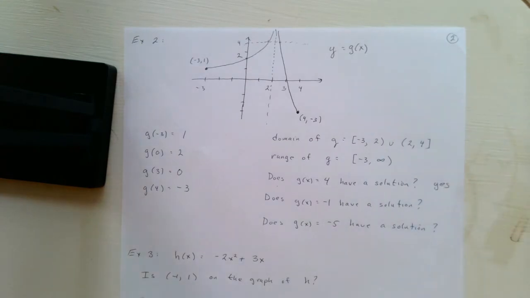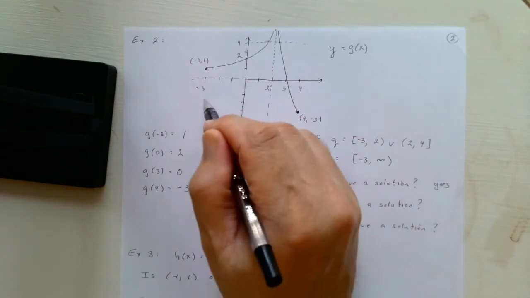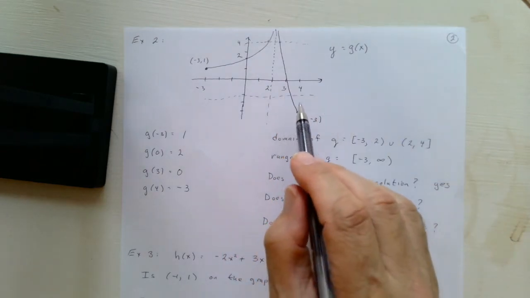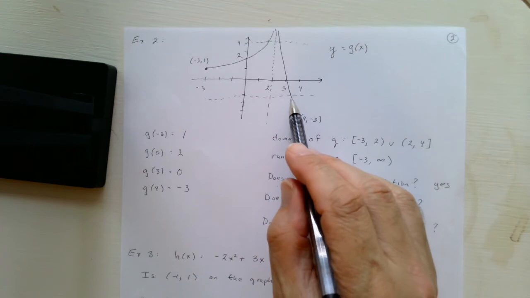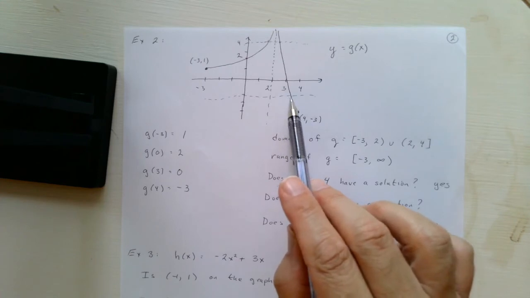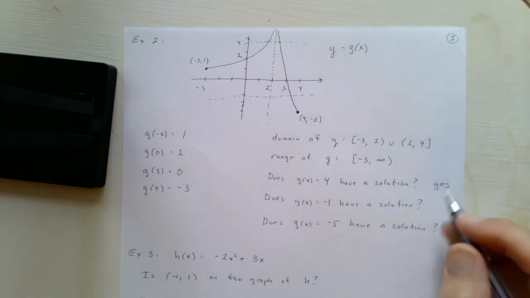Okay. Similarly, at -1, which is down here, it crosses the line at y equals -1. So it's this point. Again, it looks like it's between 3 and 4, but we don't really know for sure. But all we know is that it does have a solution.